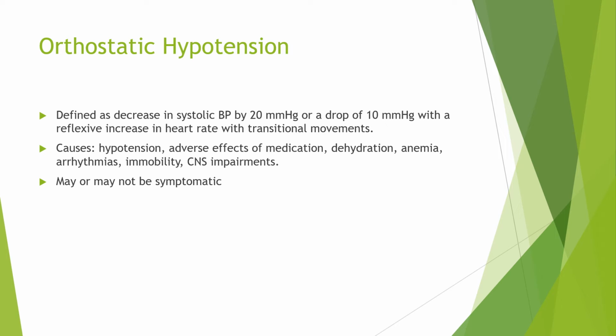Orthostatic hypotension, I'm sure you guys are very well familiar with orthostatic hypotension. That's defined as a decrease in systolic blood pressure by 20 millimeters of mercury or a drop of 10 millimeters of mercury in diastolic, with a reflexive increase in heart rate with any sort of transitional movements. The causes of this could be hypotension, adverse effects of medication, dehydration, anemia, central nervous system impairments, immobility, all those kinds of things. And if you're working with somebody that's medically complex or acute, you're definitely going to see some of these in your patients.